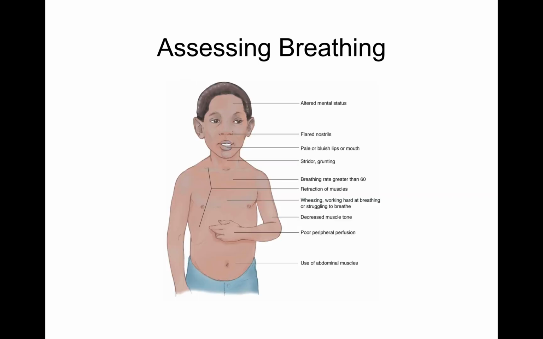Look at their breathing. Do they have any of these signs? Altered mental status, flared nostrils, pale or bluish lips or mouth, stridor, grunting, a very fast breathing rate. Remember that kids are going to be breathing faster than adults normally. In this one it says breathing rate greater than 60. That's going to vary with the age of the kid.